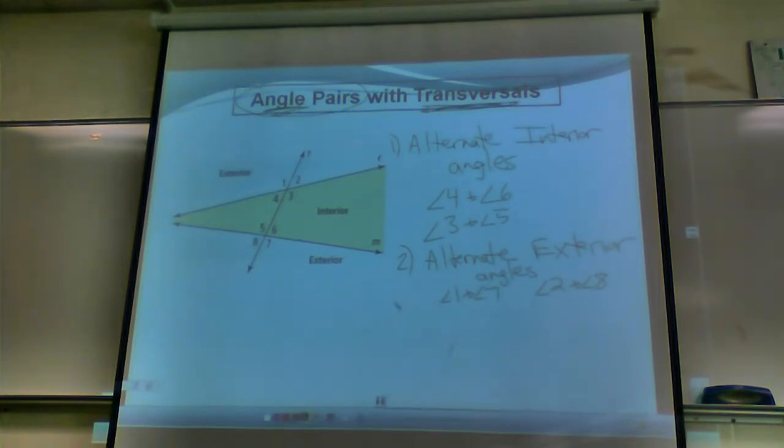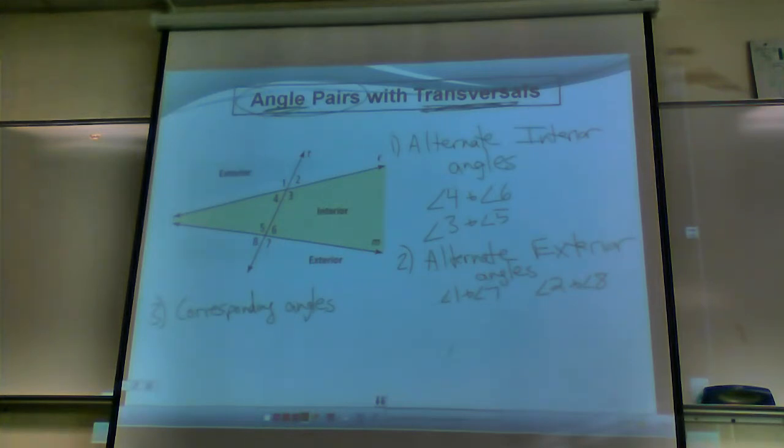Okay. All right, the third one. And again, this is just identifying because I don't have any properties with it. The third one is corresponding angles. Now this one's a little different because it doesn't involve interior or exterior. But the word corresponding, pretty much from now until the end of the book, if you see that word, that means essentially they're sitting in the same spot.